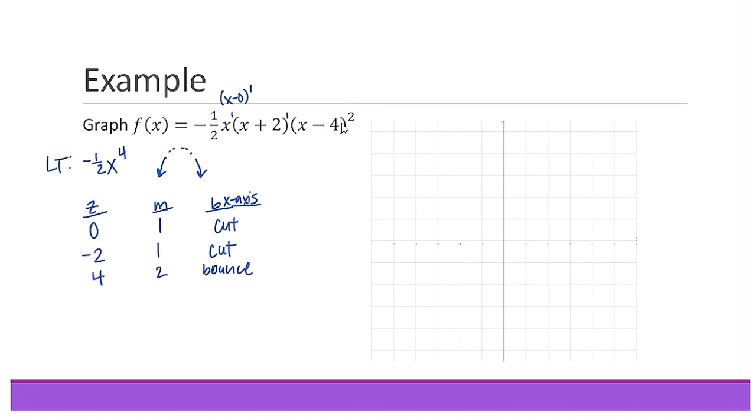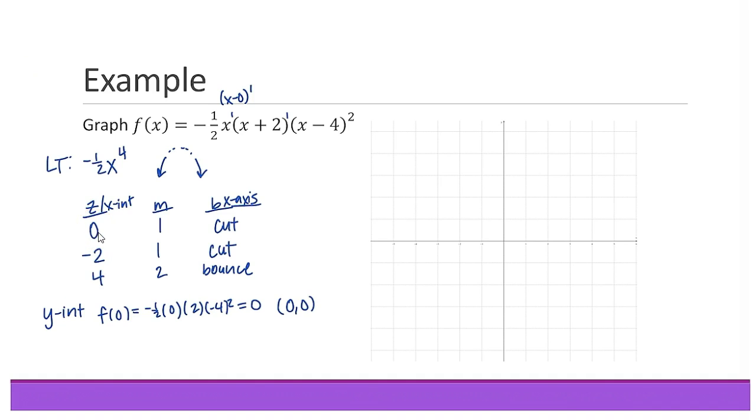Now let's go ahead and identify the y-intercept. This is all just kind of scratch work for us here. So we know these zeros are also x-intercepts because they are real zeros. To find the y-intercept, we're going to let x equal 0. If I do f of 0, I'm going to get negative 1/2 times 0, and then it is 2 to the first and negative 4 squared, but it doesn't really matter. 0 times anything is 0. So my y-intercept is (0, 0), which makes sense because I have an x-intercept that is 0.